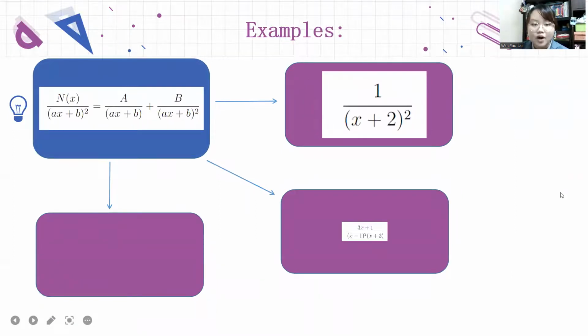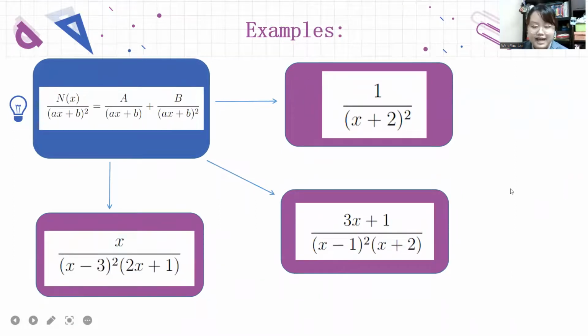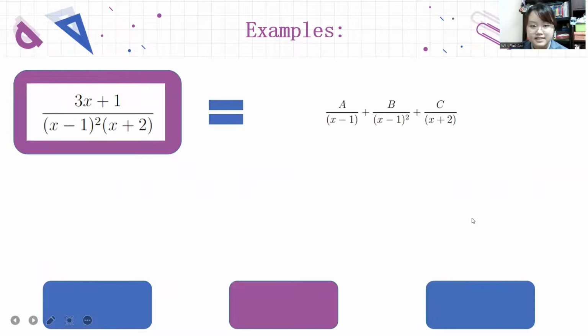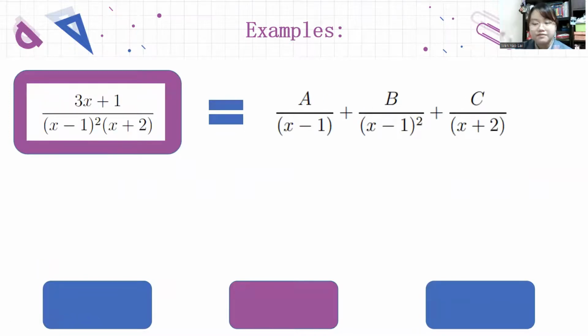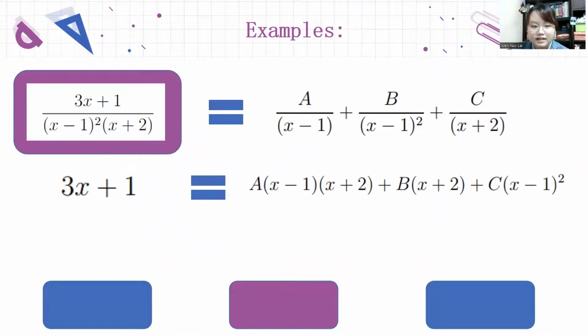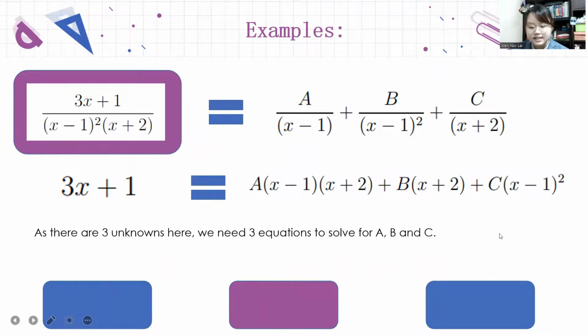This is the second common form of partial fractions. And now I would like to look at one of the examples more closely. For example, this. We can write it into the form of the right-hand side. And again, we multiply the denominator of the left-hand side to both sides of the equation, and we will obtain this. As you can see here, there are three unknowns, capital A, capital B, and capital C.